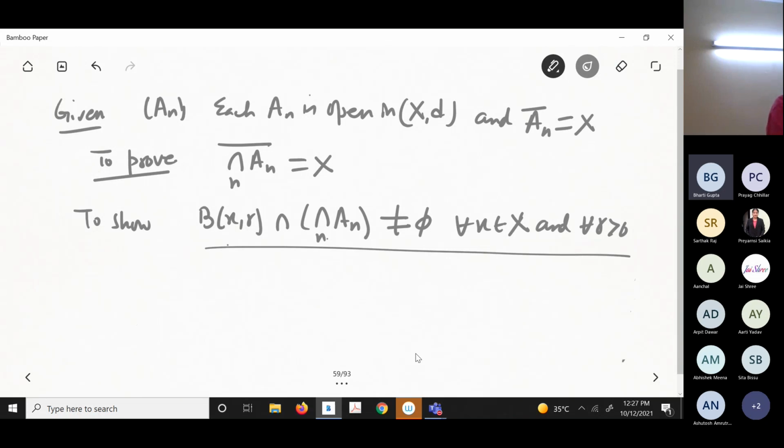So pick up any such open ball B(x, r). That means you pick up any x, pick up any r. I'll have to show this. Now how will I do this? So this you need to prove. I have chosen this ball. Now remember that each A_n is open as well as dense. So I'm starting with A1. Start with the first, A1.